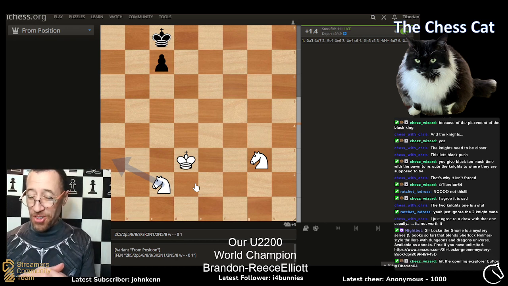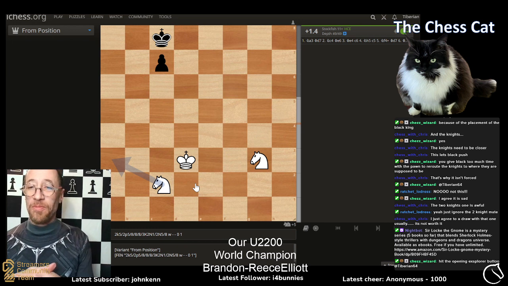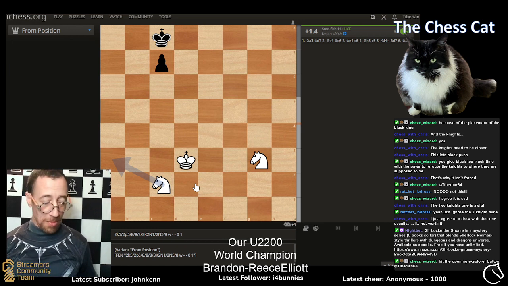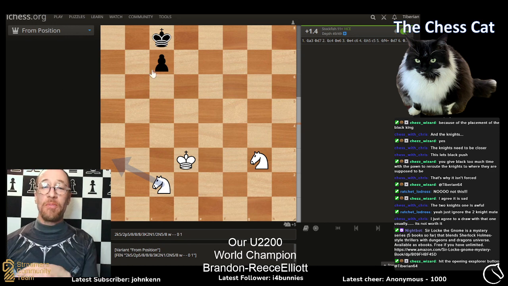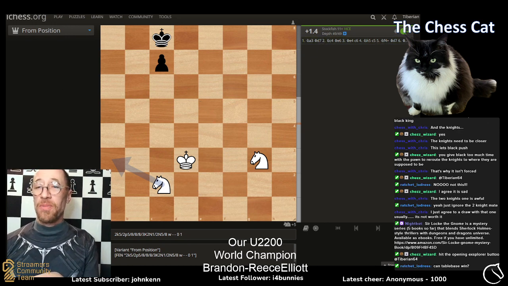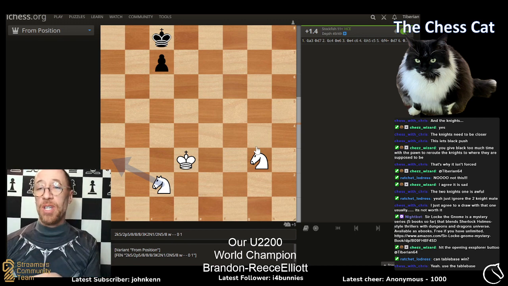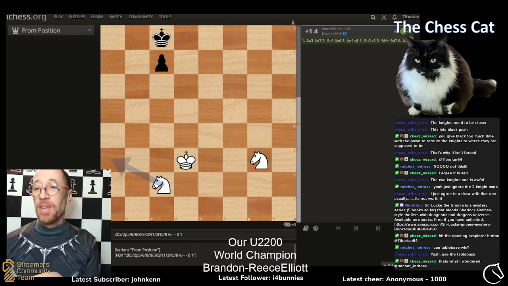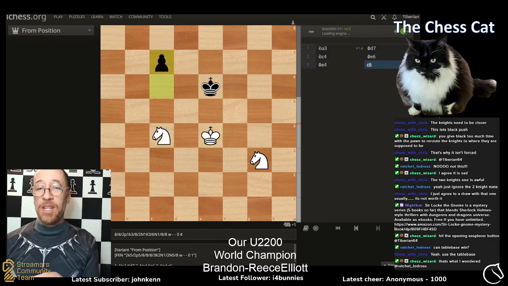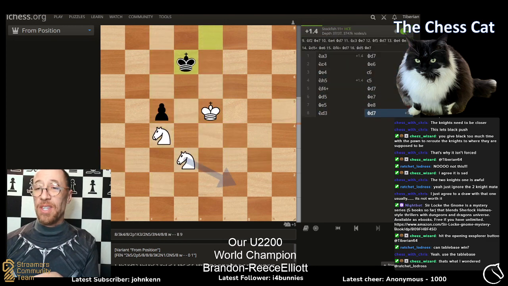Can I ask a question? Sure. Is it possible that the mate is not within 15 or 20 moves, and that's why it's not showing it? No, I don't think it would matter if it was 20 moves, because the computer can see that. It's simple enough that the computer can see it. If we go all the way to this position and let it do its thing, it's still not saying there's a mate.